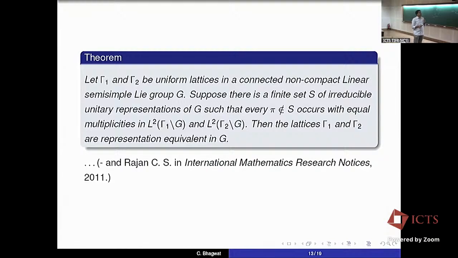So you assume something like what you have seen in the Atkin-Lehner theorem: you have a finite set of irreducible representations, and outside that set, if you pick any pi, the representation has the same multiplicity for the two lattices gamma 1 and gamma 2. This is the hypothesis. And the conclusion is that indeed L2(G mod gamma 1) and L2(G mod gamma 2) have to be isomorphic, namely all the multiplicities must match.